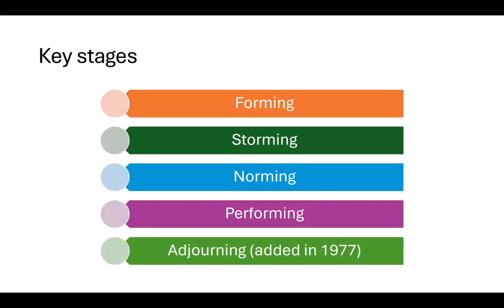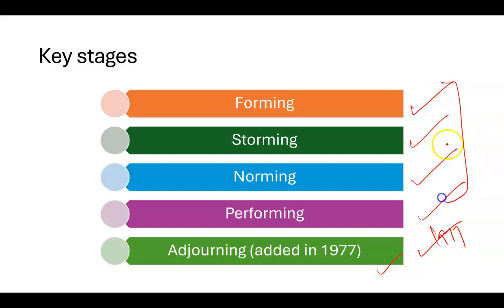So what are these five stages? The first is called forming, second is called storming, third is called norming, fourth is called performing, and fifth is called adjourning. This last stage was added in 1977. All the other stages were there in 1965, but this fifth stage was added in 1977. Now we will go through every stage one by one and try to understand each stage.